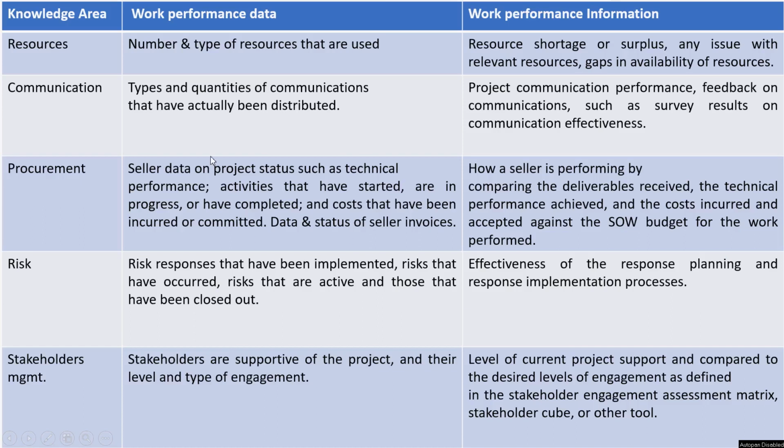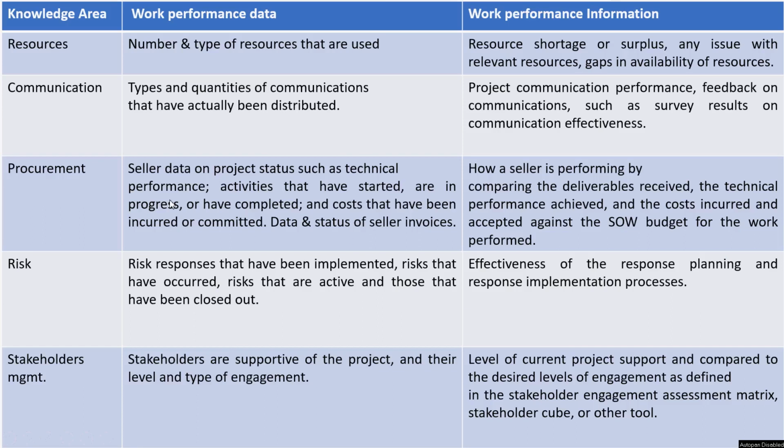Moving on to communication, what are the types and quantity of communication that have actually been distributed? If I speak about work performance information, this will tell me the performance of my communication, what is the feedback on the communications which I am giving to my stakeholders. Do they like the communications that are being made to the relevant stakeholders so far or not? Or if there is any survey that is being performed, what is the result of those surveys on the communication effectiveness of the project?